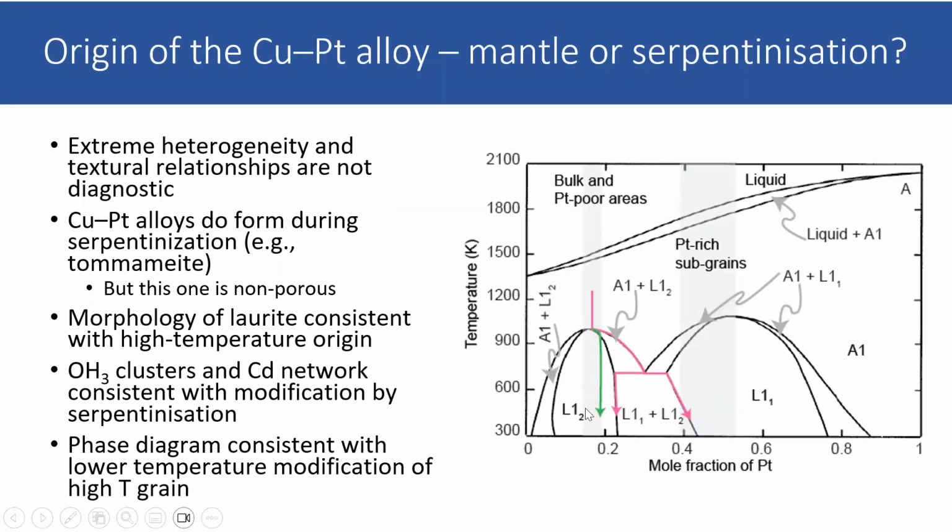If it was low temperature, the bulk composition of the whole thing would be sitting in this kind of space where it's not a stable thing at low temperature. You'll have two phases, you mean? Yes, at least. Secondly, the morphology of the laurite grain: low temperature laurite doesn't look like that. And thirdly, they're not porous, they don't look replacive, that kind of thing. So I think there's enough that suggests a high temperature origin.